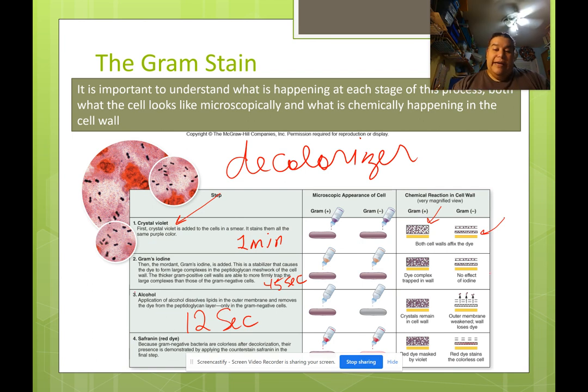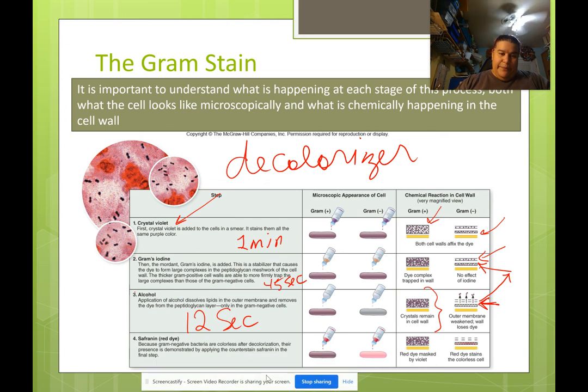So if you look here, there's that outer membrane and there's the peptidoglycan of my gram negative. Now look, that outer membrane has come off, the peptidoglycan has come out, but here, those big complexes are still stuck in that peptidoglycan. So again, 12 seconds, rinse it off with water. We want to make sure the alcohol doesn't stay there any longer than that. Give me 1 second. Let me move this out of the way.